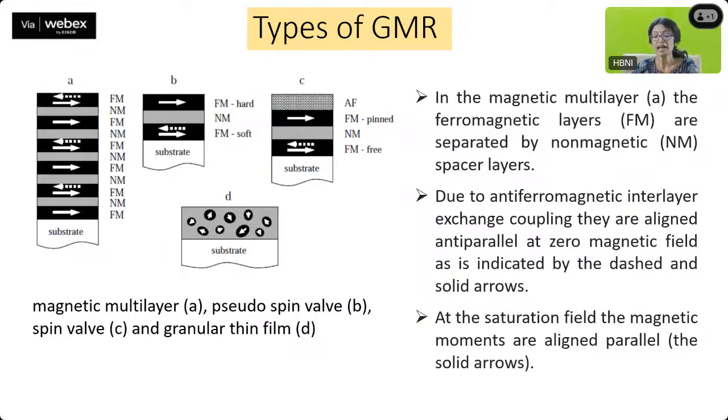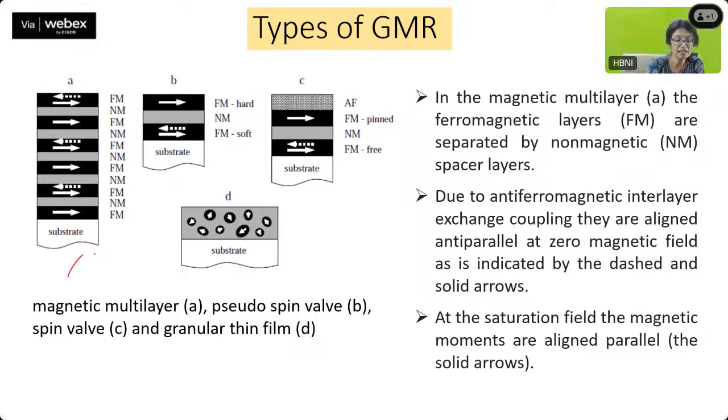So what are the different types of GMR? That was the microscopic origin of the giant magnetoresistance effect. Now we have to see what are the different types of GMR materials which we have. As I've shown over here, you can see these 4 different kinds, A, B, C, and D. Now I will describe exactly what each of these types of GMR are.